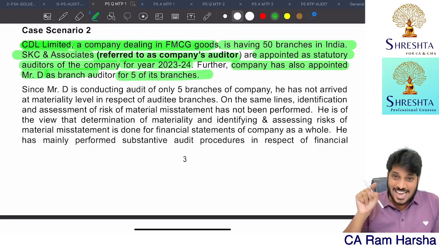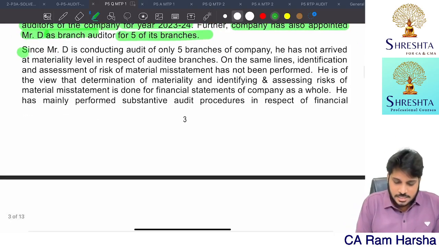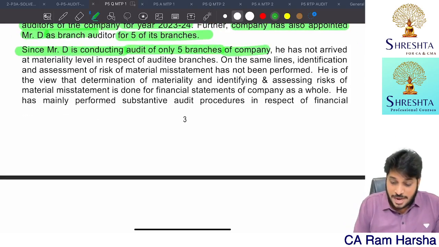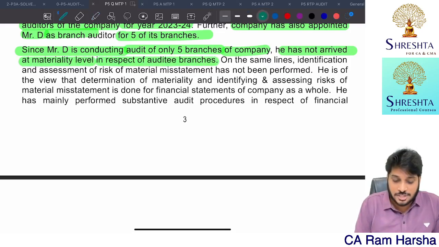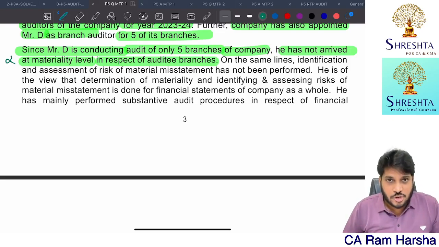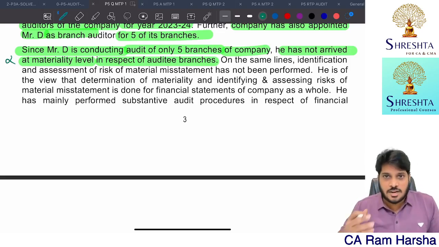So SKC is main auditor, principal auditor. D is a branch auditor. Since Mr. D is conducting audit of only 5 branches, he has not arrived at materiality level in respect of auditee branches. That's wrong. If you are a branch auditor, you should decide materiality considering branch operations.